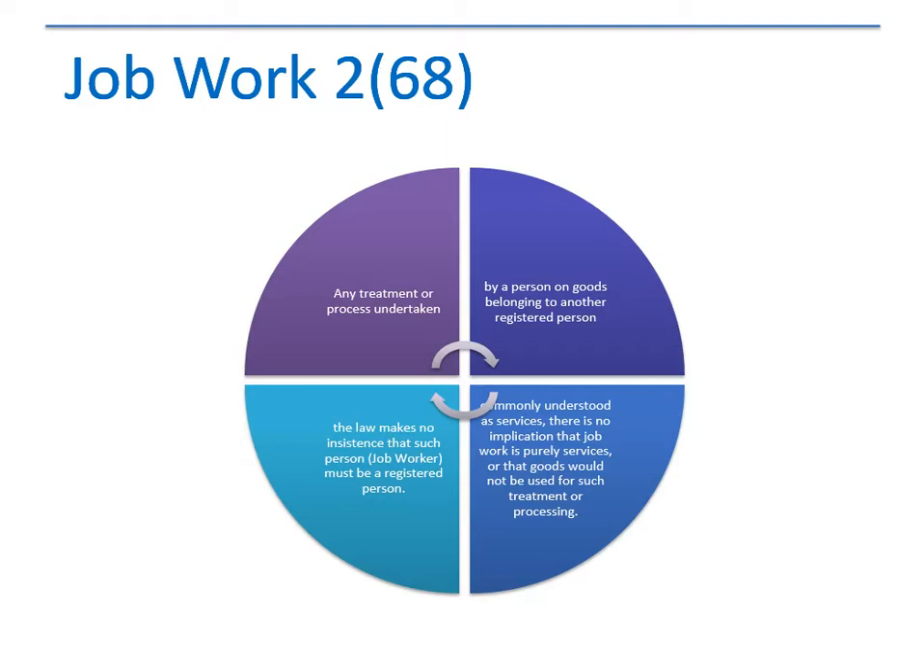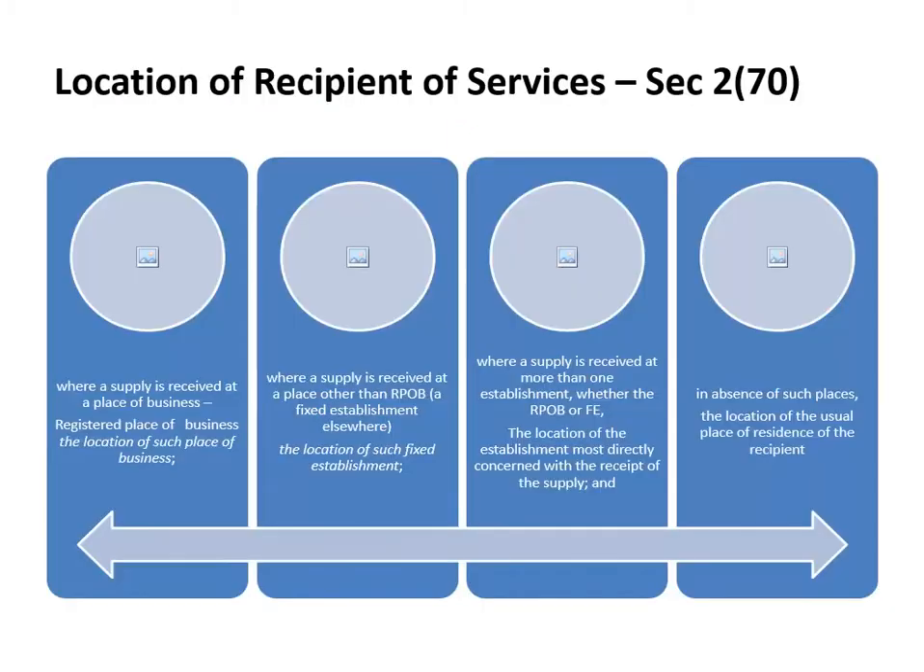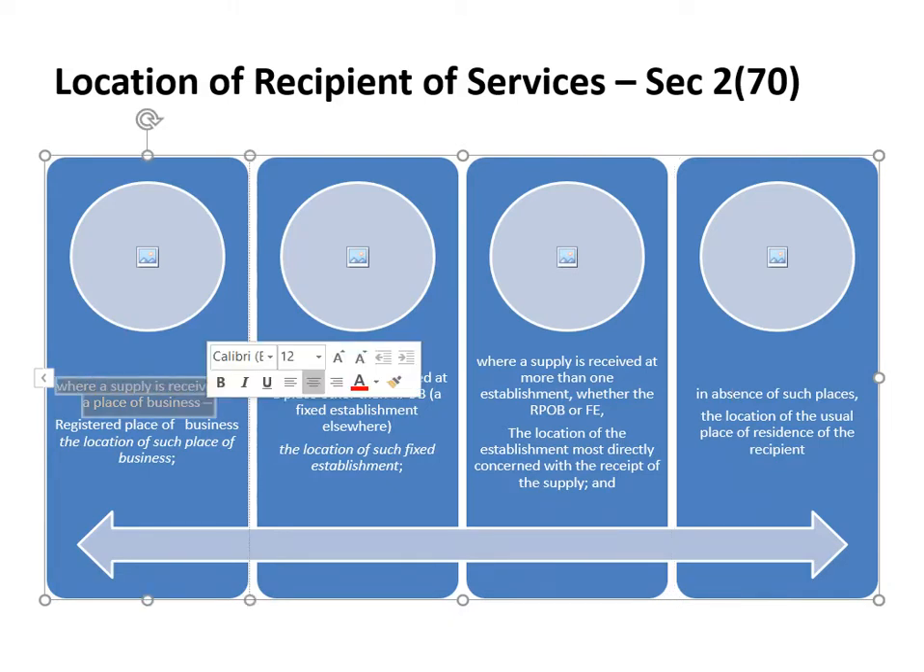The next we have on the board is location of recipient of services. Now, there are 4 instances. The first instance is where the supply is received at a place of business. Where the supply is received at the place of business, the registered place of business shall be the location of the recipient of the service.